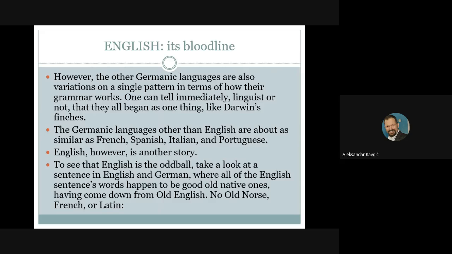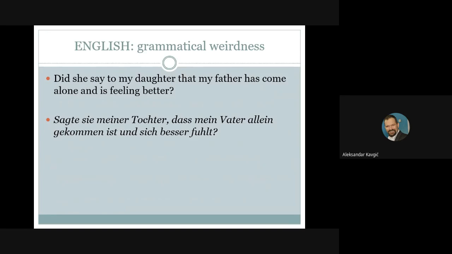And you can see that it's weird, and this is an example taken from John McWhirter's book. If you make a sentence, not a particularly nice sentence, but a sentence in which all the words are native words. This is, by the way, how Churchill wrote his speeches. He tried to only use Anglo-Saxon words, which made his speeches powerful. So: did she say to my daughter that my father has come alone and is feeling better? It's not a particularly nice sentence in English, but in German, it would be something like, sagte sie meiner Tochter, dass mein Vater allein gekommen ist und sich besser fühlt.